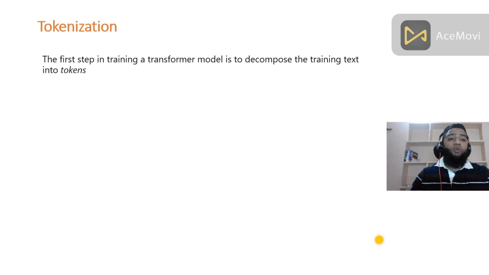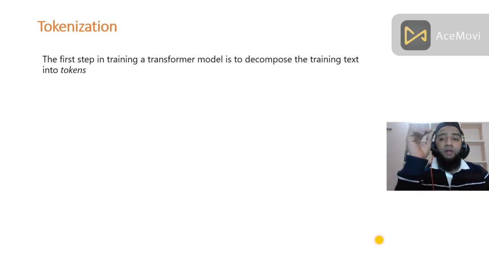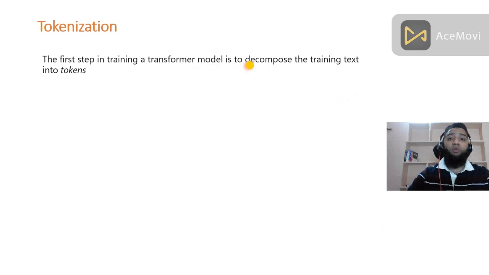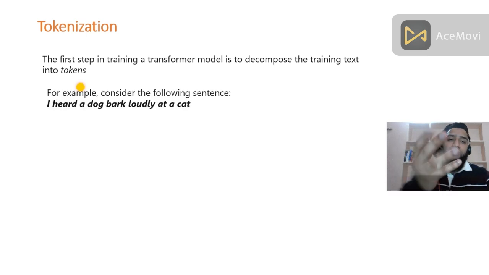Now let's look at what tokenization is. The first step in training a transformer model is to decompose the training text into tokens. So when you feed a huge amount of data to your LLM while training, that text is broken down into tokens. When I say token, I mean numbers. For example, let's look at an example. Consider the following sequence: I heard a dog bark loudly at a cat.